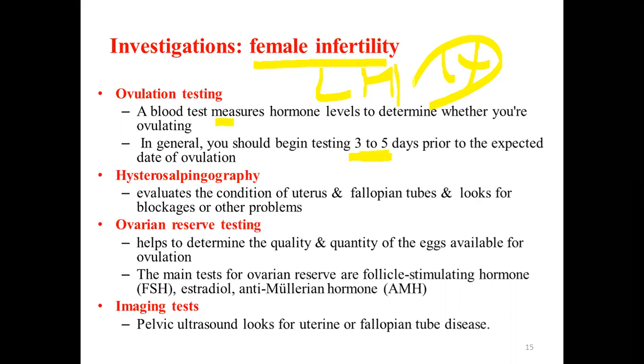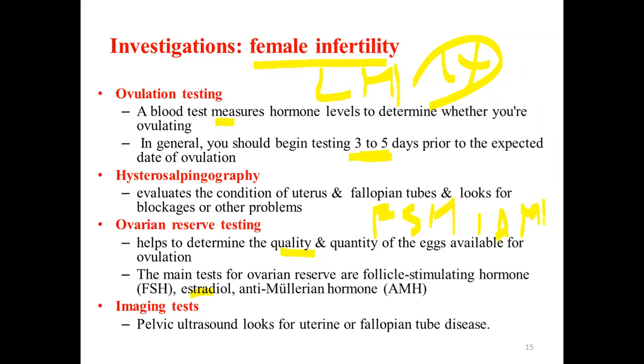Okay, then the second one is hysterosalpingography. This is an imaging test to assess the condition of the uterus and the fallopian tubes, but I don't know how frequent this is. Then the next step, and the most common one, is ovarian reserve testing. This is usually to assess the quality and the quantity of the available eggs for ovulation. Most of the time, they are going to check the level of follicle stimulating hormone, the estradiol, and also anti-Mullerian hormone.